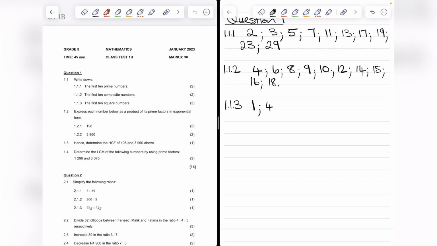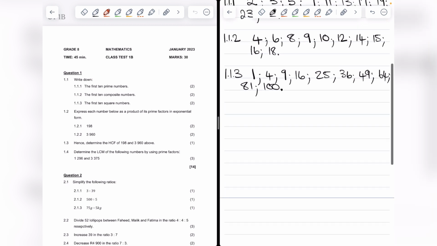Then we've got 4, and then 9, then 16, then 25, 36, and 49 after that. We've got 64, and then 81, and then we have 100. I think that's 10: 1, 2, 3, 4, 5, 6, 7, 8, 9, 10. Yeah, that's the first 10 square numbers. And that is question 1.1.